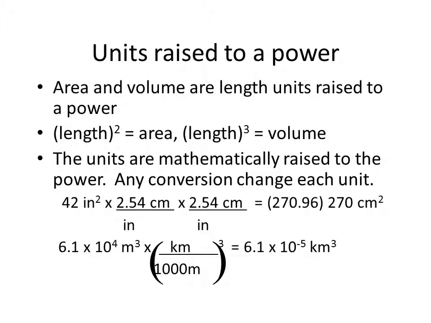Likewise, if we have 6.1 times 10 to the 4 meters cubed, we've got to convert each one of those meters. So cubing the conversion factor does the same thing. Three times we've got to multiply by kilometers over 1,000 meters. And then that will give us kilometers cubed, because each meter has to be multiplied by one conversion factor. So there must be 3 conversion factors in there.